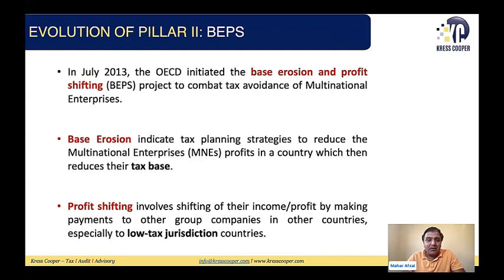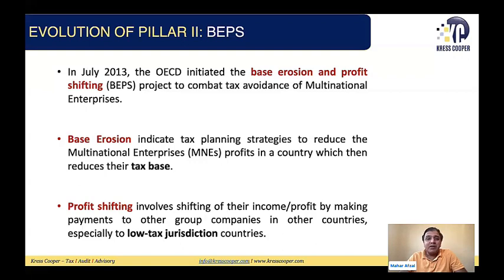It is a loss to the authorities, because the companies are earning revenues and making profit, but they are not paying tax on it because they are moving the profit from the high tax jurisdiction to the low tax jurisdiction. So they use the term base erosion and profit shifting. This is called BEPS.